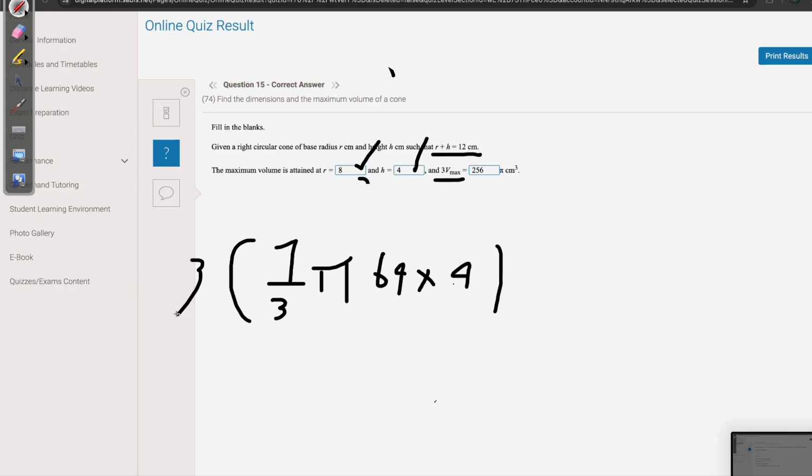Just gonna put it in my calculator to make sure. So 3 times 1 over 3 pi times 64 times 4. Do not put it in like this. Just do 1 over 3 pi r squared h, which will give you 256 pi over 3, and then they wanted 3 times the volume max, so you multiply it by 3 and you'll get 256 pi.